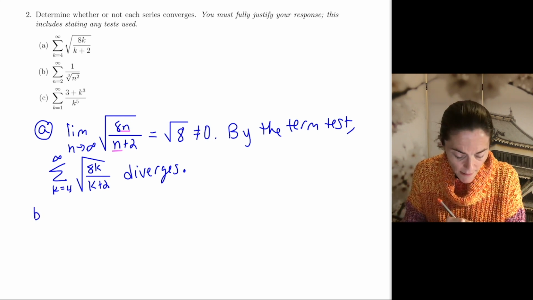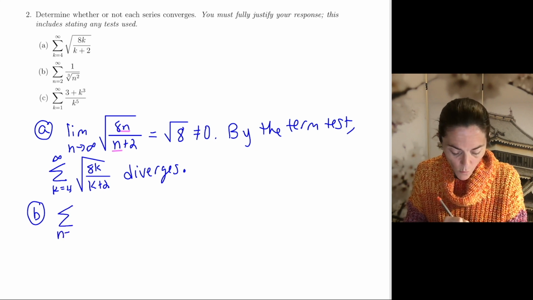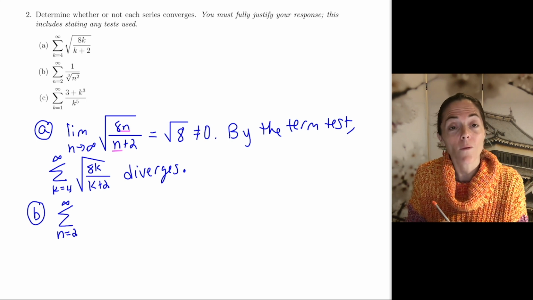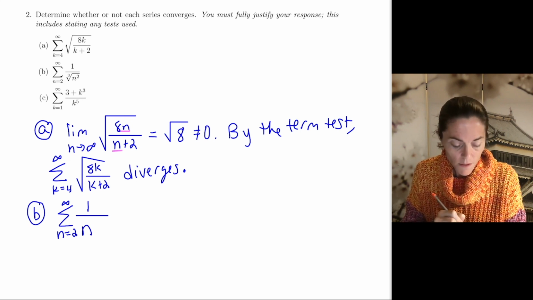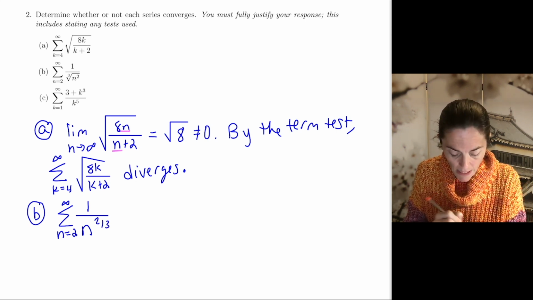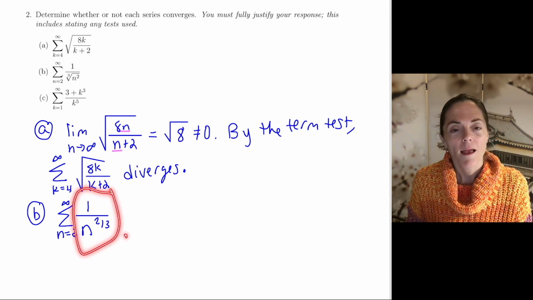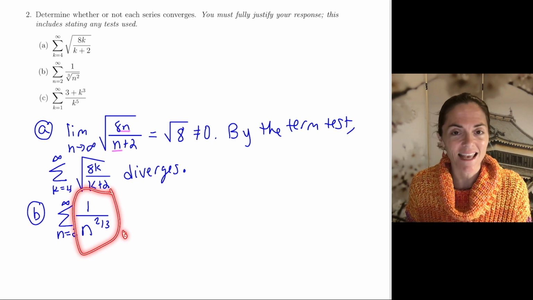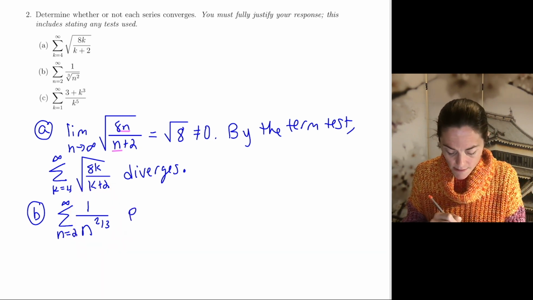Well, we move on. Letter B. I can rewrite this in a way that makes it clear what the power is in the denominator. You notice this is 1 over n to the, well, it's a cube root of n squared, so my power is 2/3. Now, if we do the same strategy I mentioned in part A, we look at the terms and ask ourselves, do they go to 0? The answer is yes. The terms go to 0. The term test gives us no conclusion here. But you notice this is a p-series.